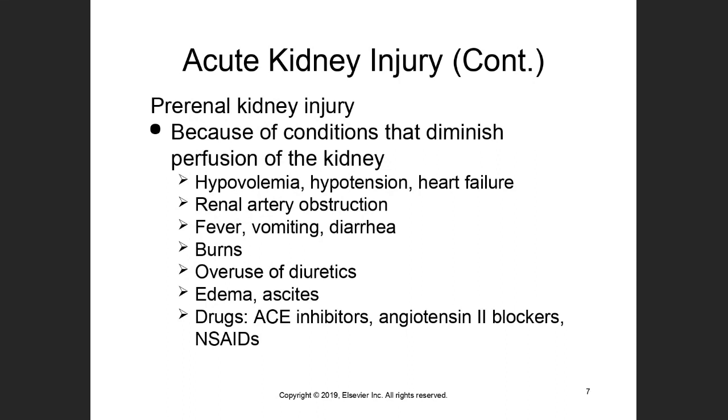Now pre-renal injury. Pre-renal injury is because of conditions that diminish perfusion. Perfusion means that you decrease the amount of blood that is reaching the kidney. That is what decreased perfusion means. What are the conditions that decrease perfusion? Hypovolemia, hypotension, renal failure. Remember that in renal failure you activate the RAS. Diarrhea, vomiting, hemorrhage. It's not right here, but you have hemorrhage, then you have decreased perfusion, because hemorrhage leads to hypovolemia.